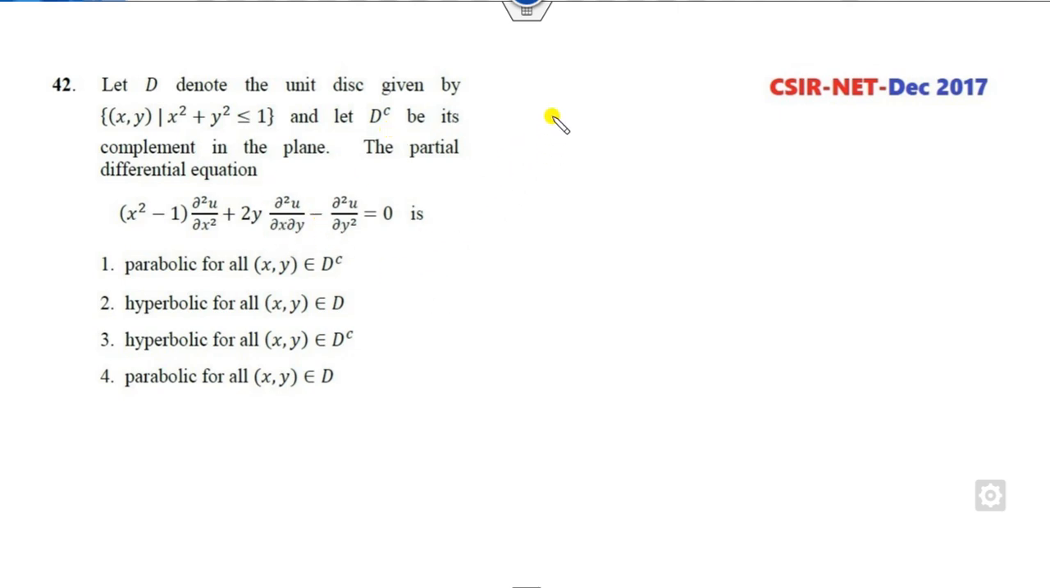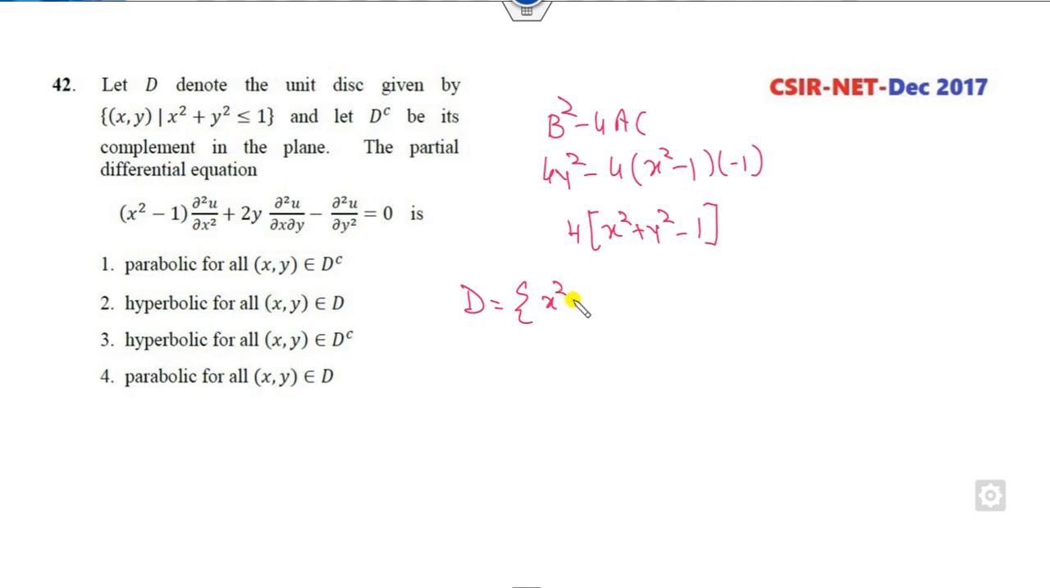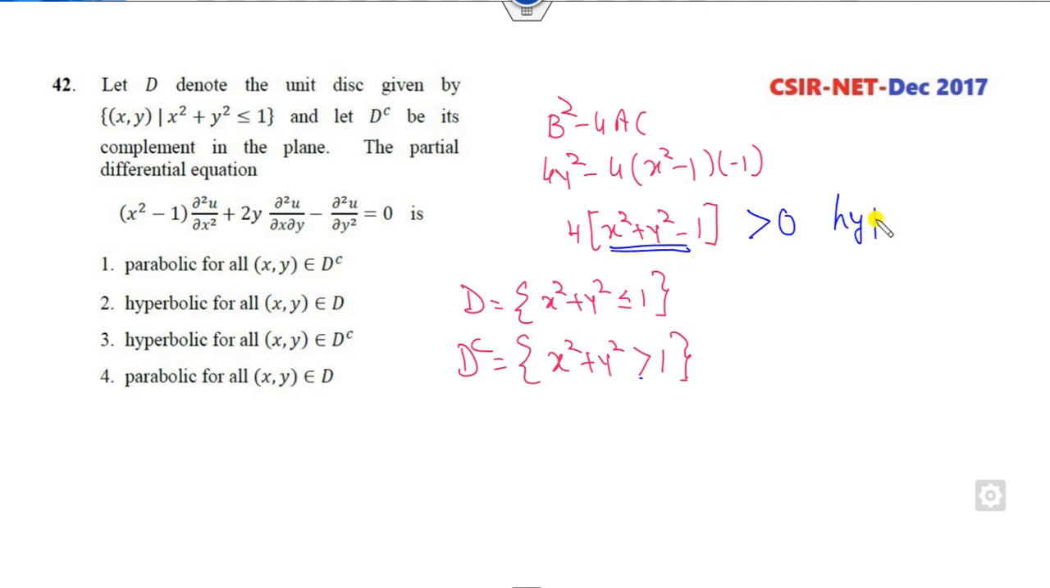Okay, now again, this is b square minus 4ac, because they are talking about hyperbola and parabola. So 4y square minus 4 times x square minus 1 times minus 1. 4 will be common, x square plus y square minus 1. Fine. Now what is that? D is a surface consisting of x square plus y square less than or equal to 1. D complement is the surface which is strictly greater than 1. Now you can see, when it is greater than 1, it means this number is also greater than 0, so it will be hyperbola on D's complement.